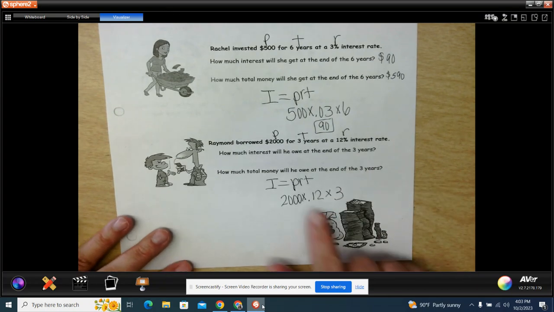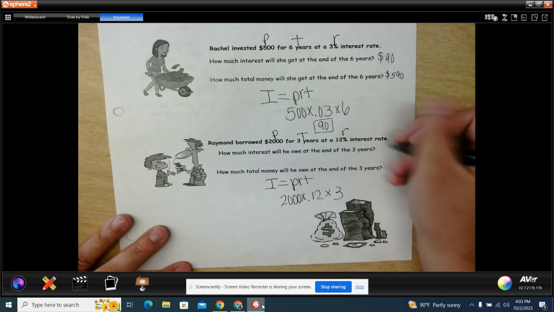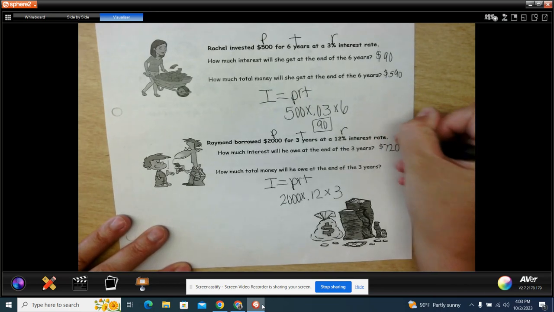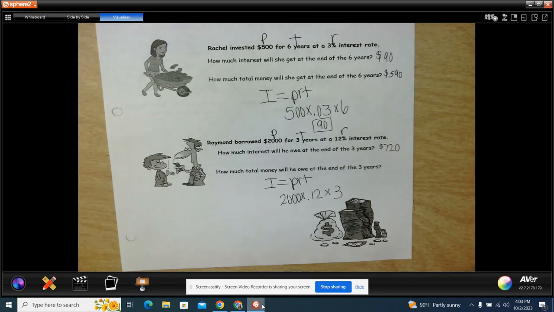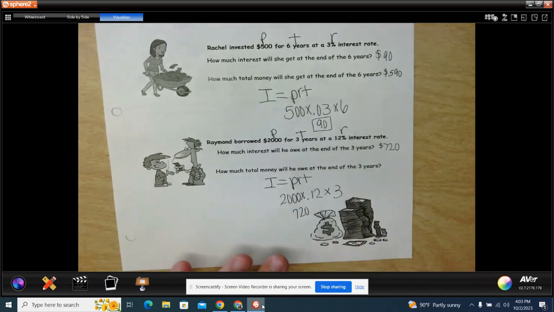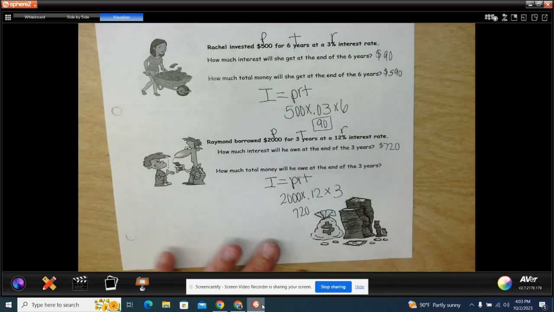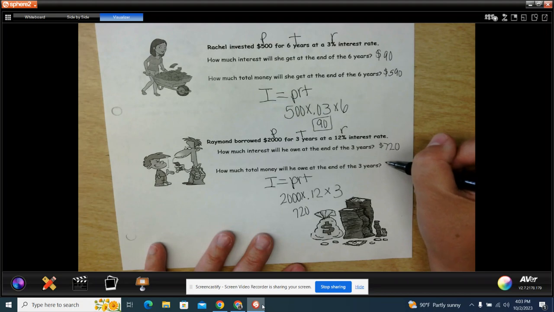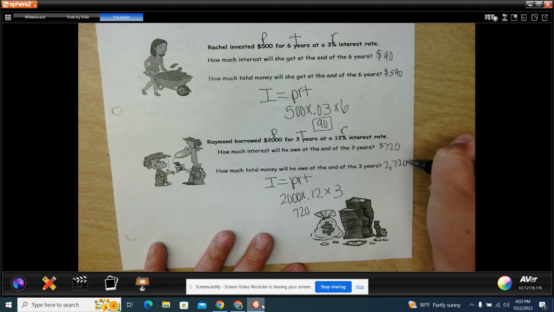So we multiply 2,000 times 0.12 times 3, and that's going to give us 720 as his interest. And then for his total, we're going to add it back to our original amount, our principal, which is going to give us 2,720.